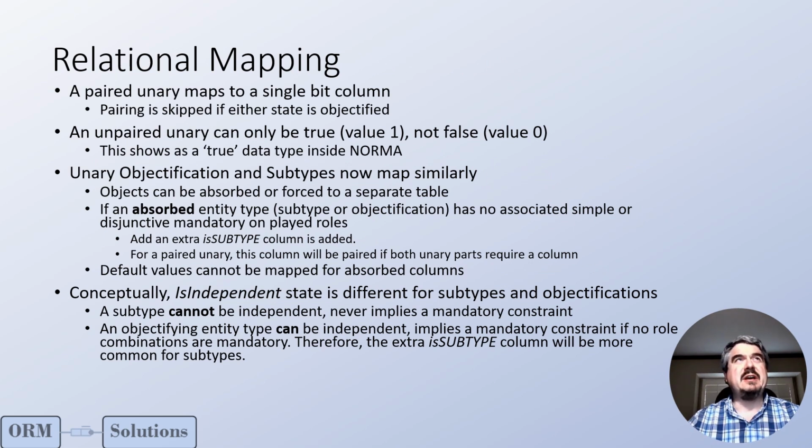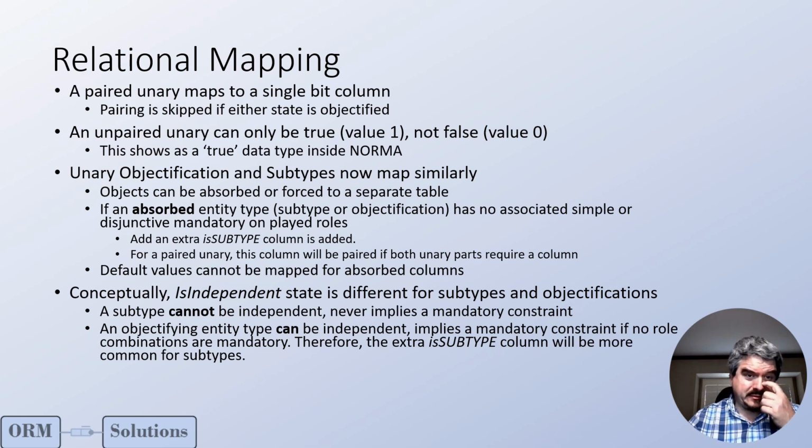I want to do just a touch more on this topic with relational mapping. Otherwise, you're going to get in here and go, where are my new columns coming from? What happened to my unary columns, etc. So a paired normal unary just maps to a Boolean column. As I've said, if it's not paired, meaning it's just a true null, it will map to a true value. If it's objectified is where things start to get a little interesting.